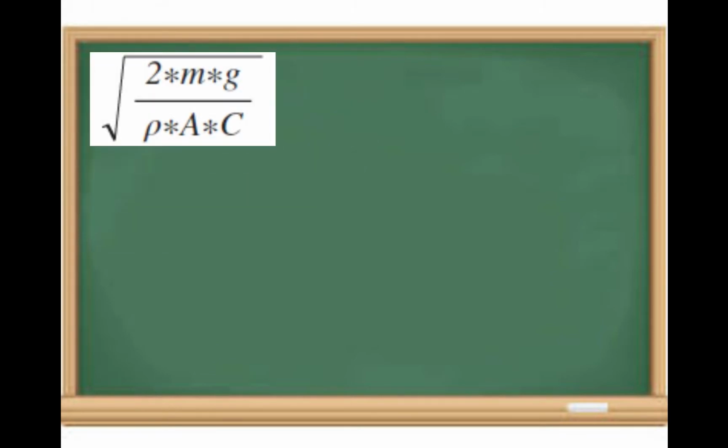the equation for calculating terminal velocity is this grotesque monstrosity. Ew. Well, the thing is, it's really not that bad. You just have to break it down, and then you can do all of the math very simply. So, obviously, we're going to start with the m. M is the mass of the falling object, in this case, my mass.